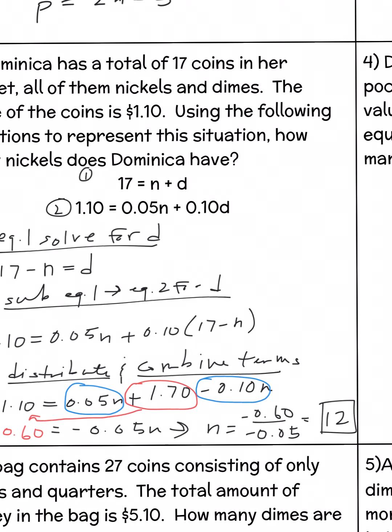So if there are 12 nickels, I can take that value 12 and plug it all the way into here and solve for the number of dimes. If you solve for that, the quantity of dimes she has will be 5, right? Because 12 plus 5 gives me 17, okay?